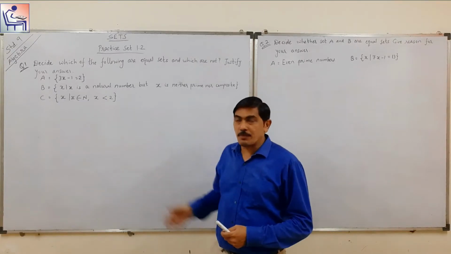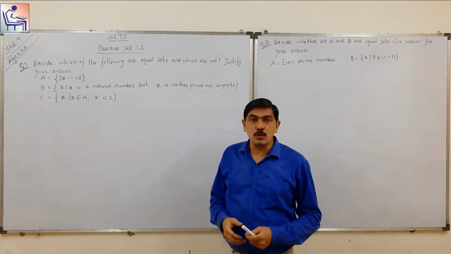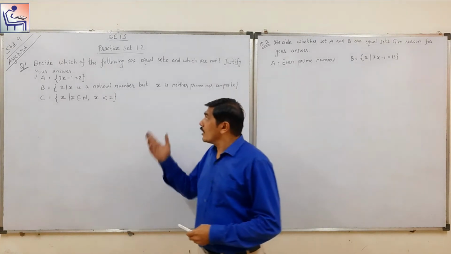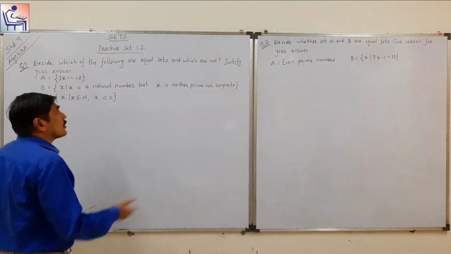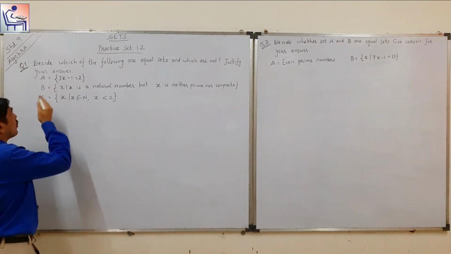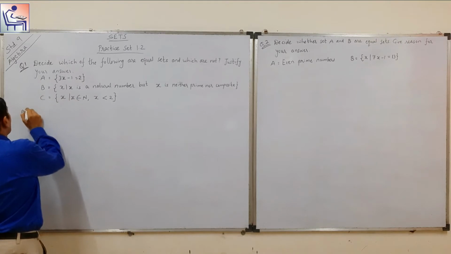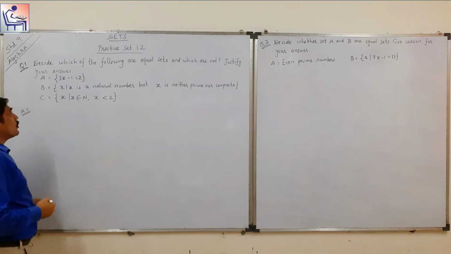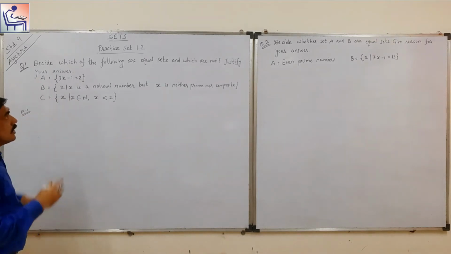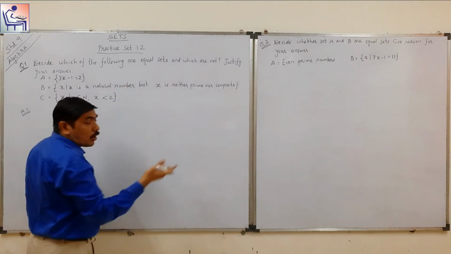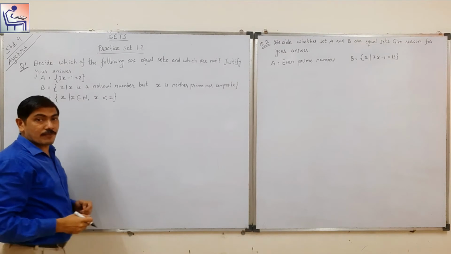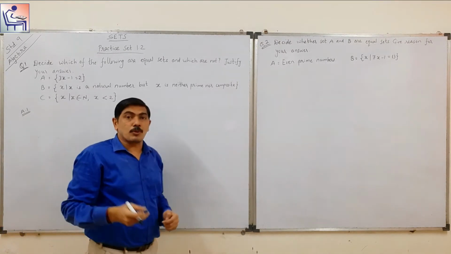Now we are starting with practice set 1.2. Question number 1. Decide which of the following are equal sets and which are not. Justify your answer. So here 3 sets are given to you, sets A, B and C. We have to say whether they are equal sets or not, and you have to give your justification. You have to prove it.